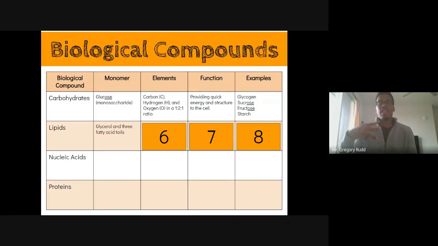Remember, it looks like the letter E, a capital E. We've got that backbone, that's glycerol, and then we've got 3 fatty acid tails coming out of it.